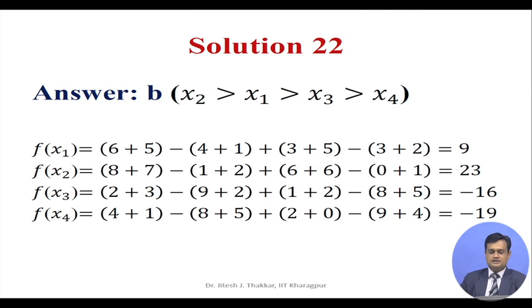And I am also presenting the complete solution. fx1 = 6 + 5 - 4 + 1 + 3 + 5 - 3 + 2 = 9. And likewise, when you substitute the values, you will get the values of fx2, fx3 and fx4.